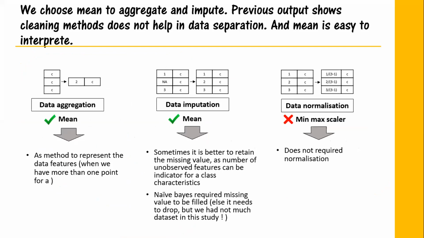Okay, hi everyone. Based on our previous study, we found that fancy cleaning methods don't help to separate out the data. So we are using the most basic one, which is the mean. It's also easy to understand when people ask what it means for a particular feature, and for data imputation, mean as well. Partly because naive Bayes can't handle missing values well, so they have to be imputed with something, and we just use the mean. Data normalization is not required, so we ignore that.